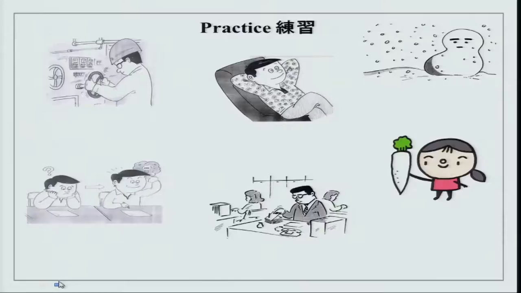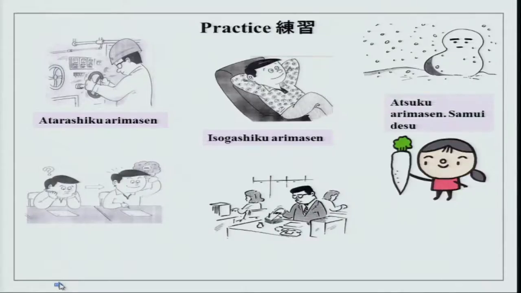Now, you see a lot of pictures over here. Let us see what it is. Atarashiku arimasen. So this is an old system probably. Atarashii desu ka? Iie, atarashiku arimasen. Tanaka-san. Tanaka-san isogashii desu ka? Iie, isogashiku arimasen. Ima atsui desu ka? Atsuku arimasen. Ima samui desu.